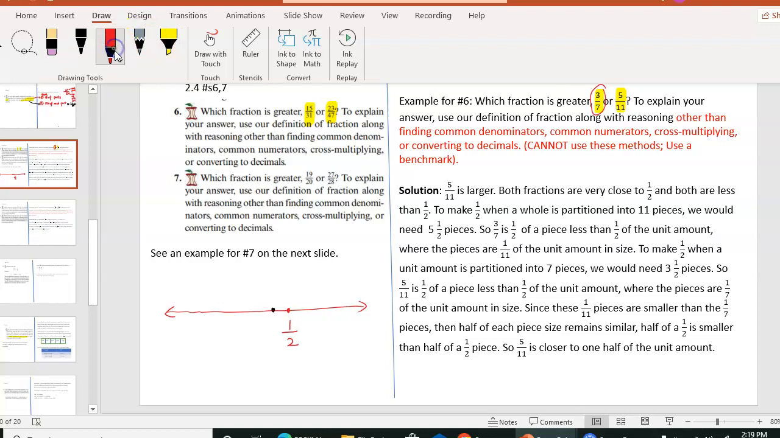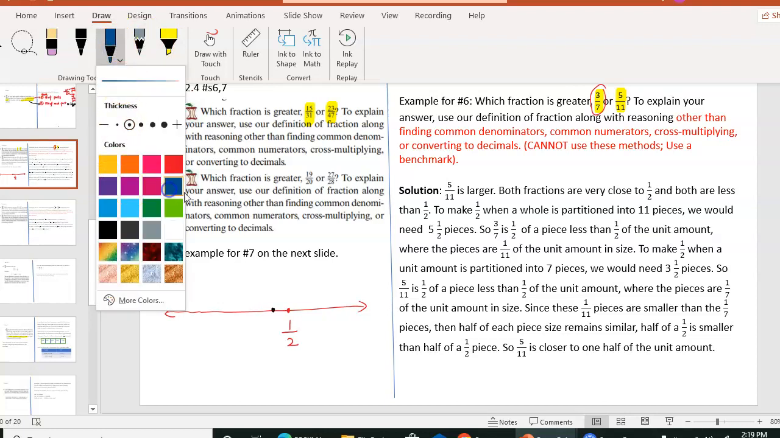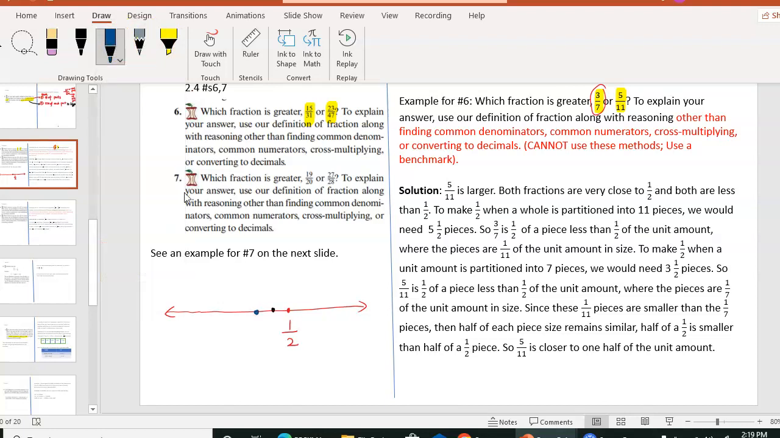So I'm going to just put, let's say, 2 dots here. One of them is going to be my 3/7. The other is going to be 5/11. I just need to figure out which one of these 2 dots is going to be 5/11 or 3/7. Okay, and I already gave the answer here. 5/11 is larger, but the important thing is the explanation and why.